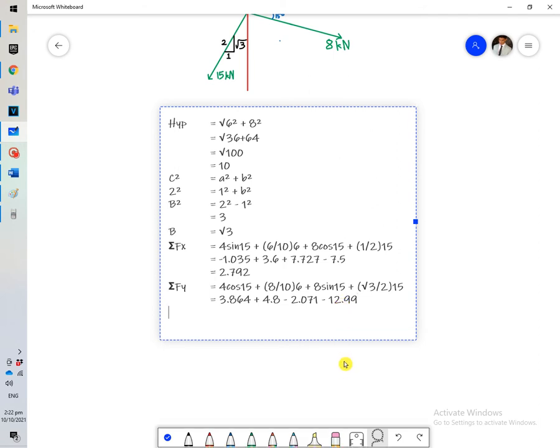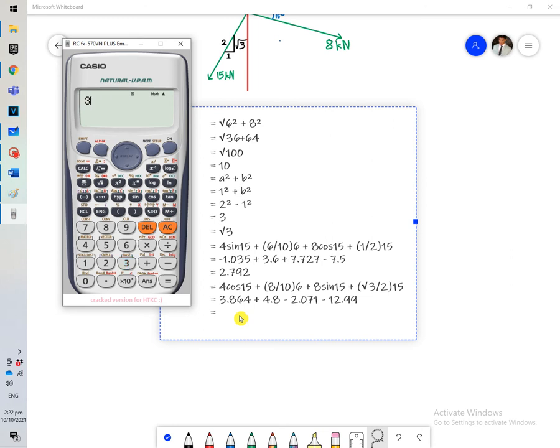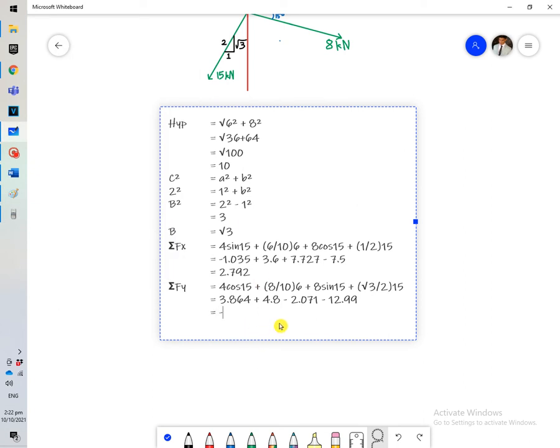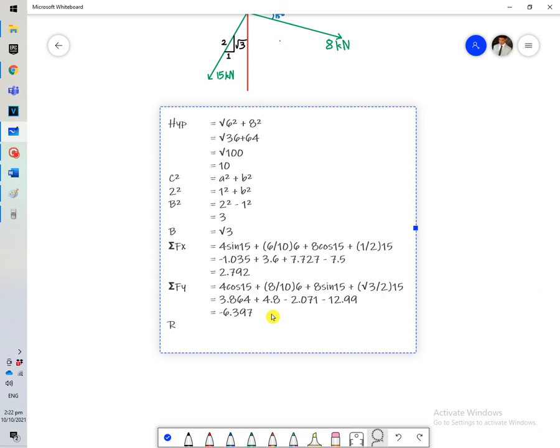So, therefore, our summation is 3.864 plus 4.8 minus 2.071 minus 12.99. Therefore, ang value ng y-axis is negative 6.397. So, yan. Meron na tayong x-axis at y-axis, pero hindi pa dyan nagtatapos. Kailangan pa natin kunin si R or si resultant.